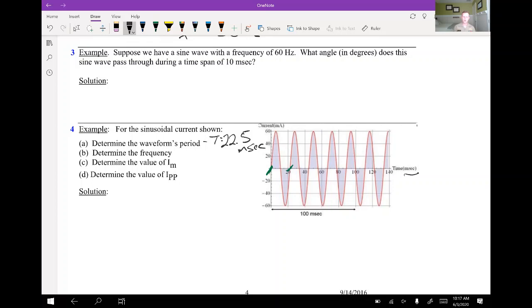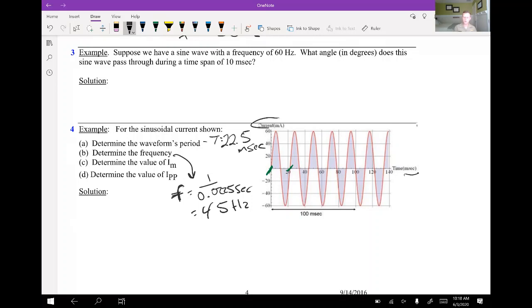So now we can do the frequency. Time is equal to 1 over 0.0225 seconds. That's F. Lowercase f is equal to 1 over T. And that comes out to 44.4, that's seconds, 45 hertz.